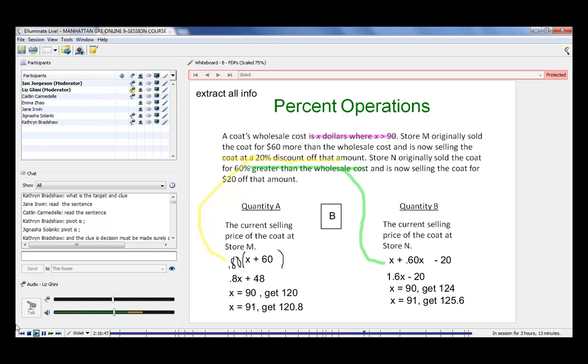Okay, so if I highlight the actual information, information is stuff that becomes a constraint. Originally sold for $60 more than wholesale, is now selling at a 20% discount, and originally for 60%, is now selling for $20 off that amount. This stuff is the information. The sort of hidden information that's easy to lose is this thing. So if you missed it, that's a point to review.